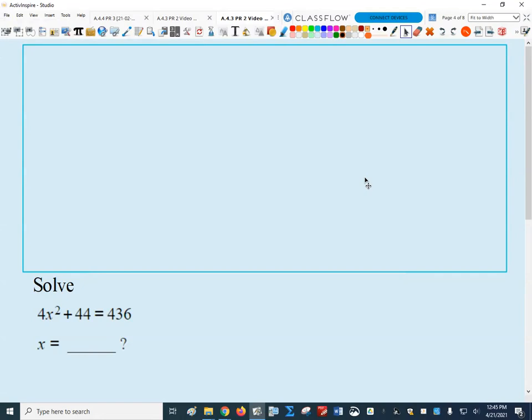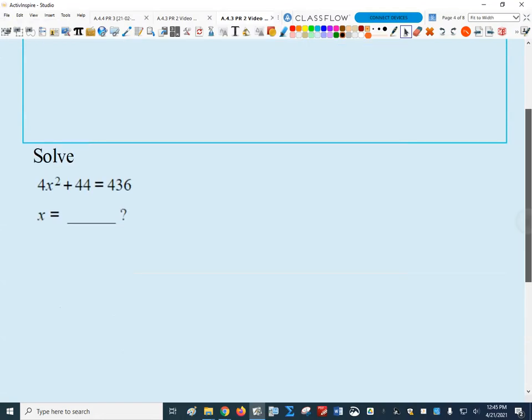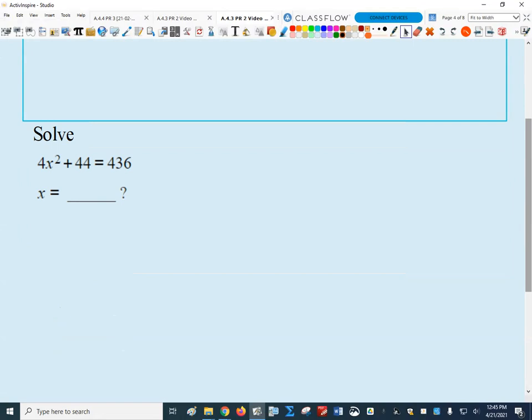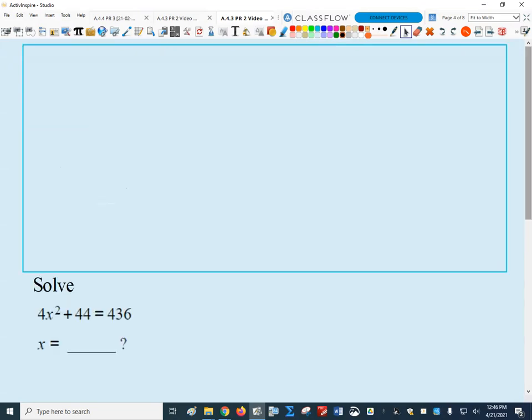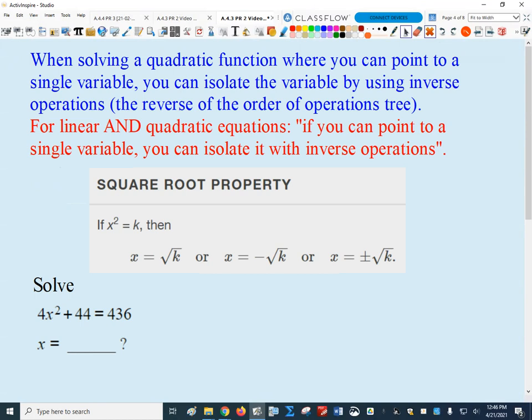Okay, next issue is, how do we use this to our advantage? Well, when we're solving quadratic equations, we kind of talked about this a little bit on Monday. If I can point to a single x, then I can always isolate it by using inverse operations, right? We know that when solving a linear or quadratic function, if you can point to a single variable, you can always isolate it by reversing PEMDAS and using inverse operations.